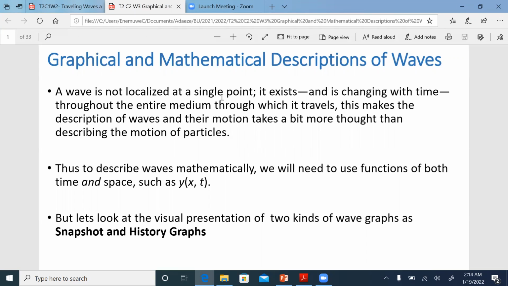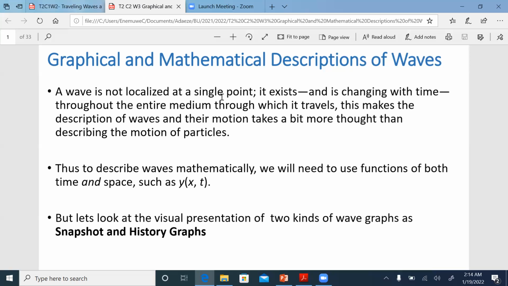Okay, so continue at chapter 15, the second discussion section of the chapter. So today we'll be looking at graphical and mathematical representation of wave and other subtopics as well will be discussed.